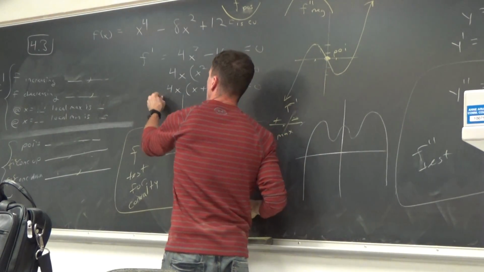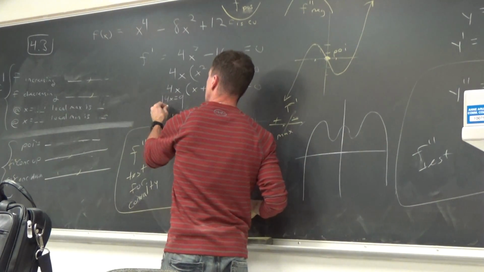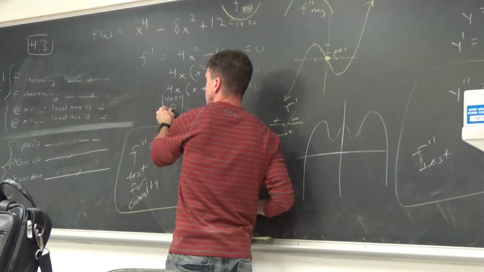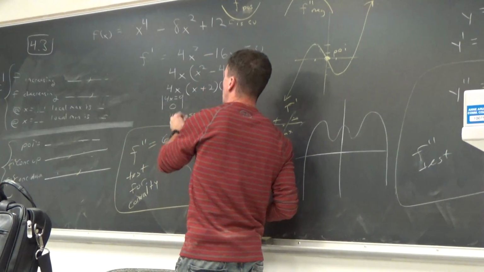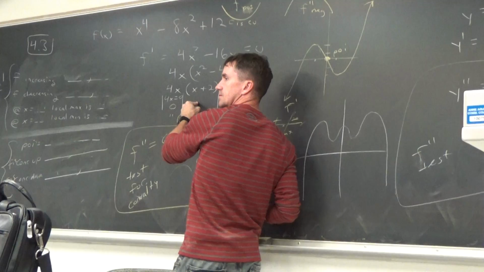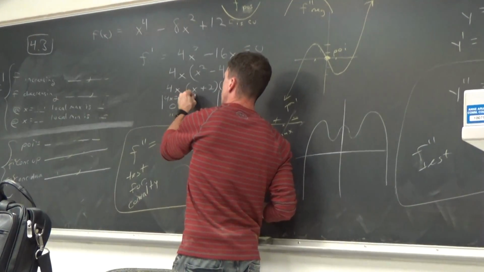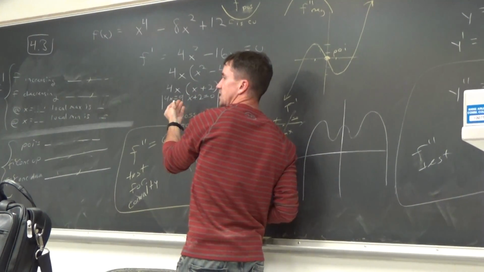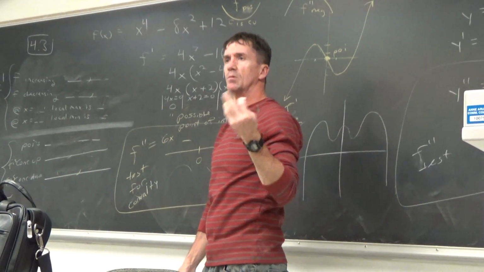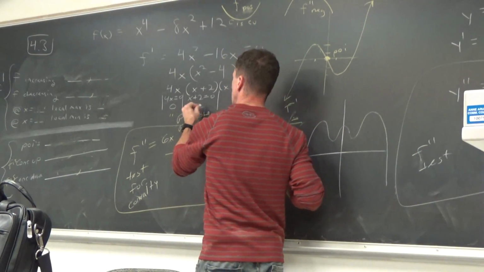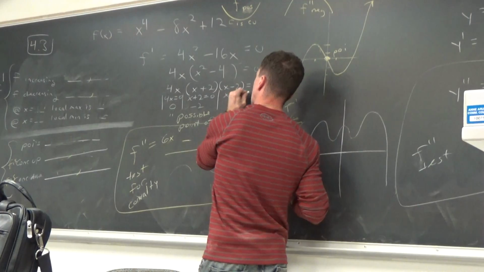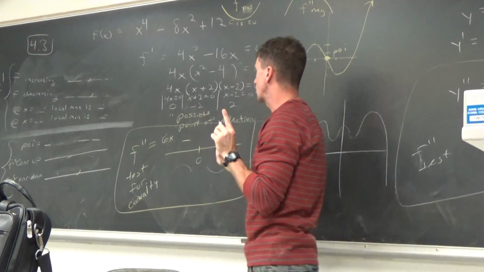So let's see. What makes 4x equal 0? 0. All right. That's a CP, critical point. What makes x plus 2 equal 0? Some of you don't have to do as much writing as me. That's okay. I just like to show what we're doing. We're finding these critical points. All right, negative 2. And then what makes x minus 2 equal 0? There are 3 critical points.